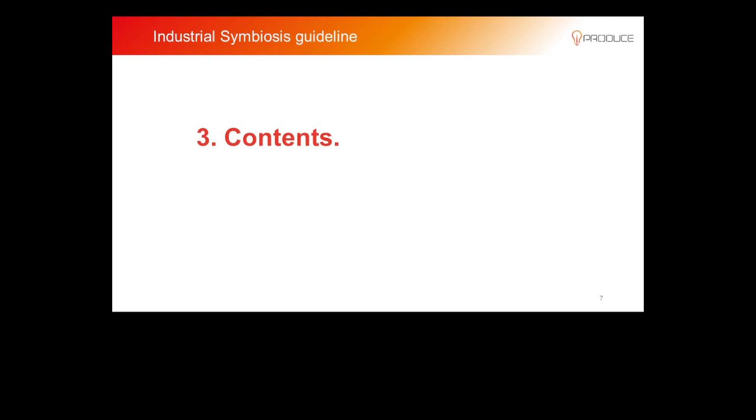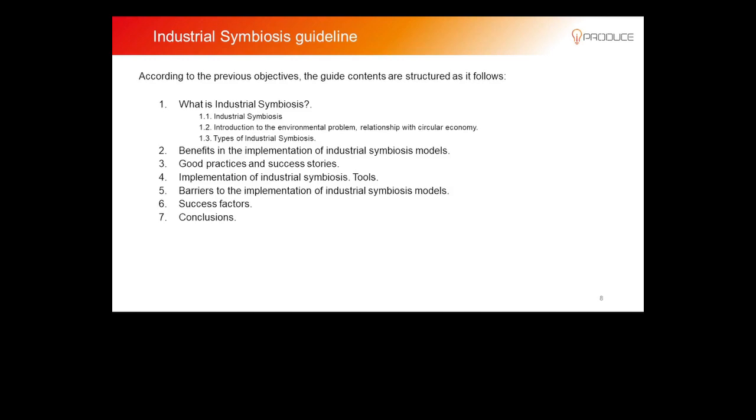According to the previous objectives, the guide contents are structured as follows. First, industrial symbiosis will be introduced and contextualized. Secondly, its benefits will be raised, along with some good practices and success stories. After all this has been stated, this guide will address different tools that can be useful to implement the industrial symbiosis model. However, it's important to also pay attention to the barriers that may arise when putting in place synergies. Finally, some success factors worth bearing in mind and conclusions will be exposed.